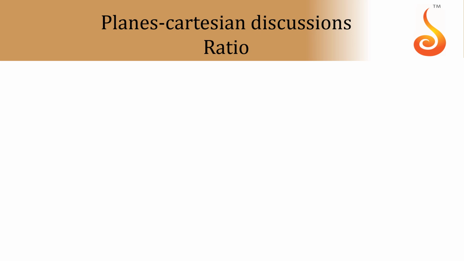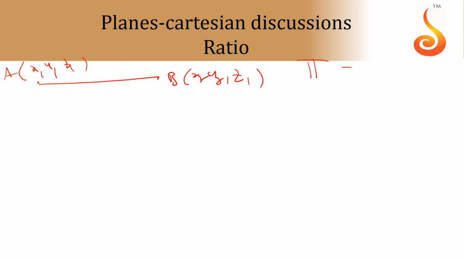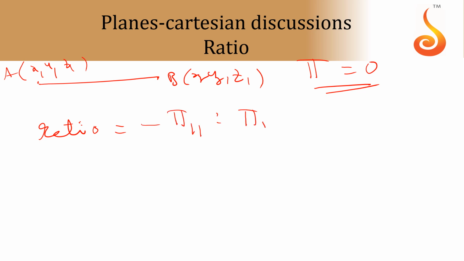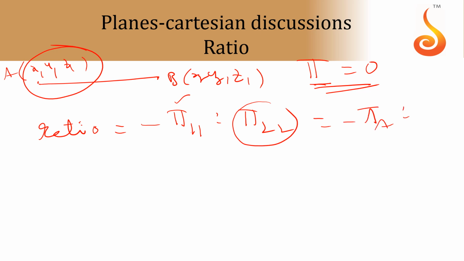Ratio. Suppose there is a point A (x1, y1, z1) and B (x2, y2, z2). This is a line segment joining x1, y1, z1 and x2, y2, z2. Let us say pi equal to 0 is a plane. It is cutting this line segment, maybe internally or externally, I don't know. So what is the ratio? Same structure you have in straight lines in 2D. So I can say minus pi 1 1 is to pi 2 2. Sir, what is pi 1 1? Substituting this x1, y1, z1 in pi is called pi 1 1. Pi 2 2. If you want, you can write minus pi a is to pi b, substituting a and b.